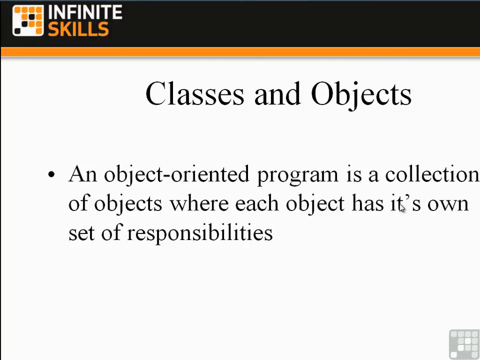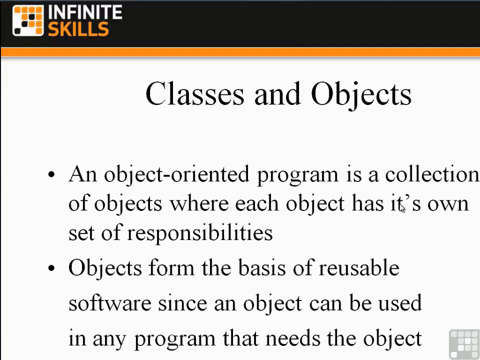An object-oriented program is a collection of objects where each object has its own set of responsibilities. That's what makes object-oriented programming such a great tool for managing large complex programs, because with each object I can concentrate on its responsibilities rather than having to worry about all the objects at once. So each object can be defined independently and then brought together to create a more complex whole.